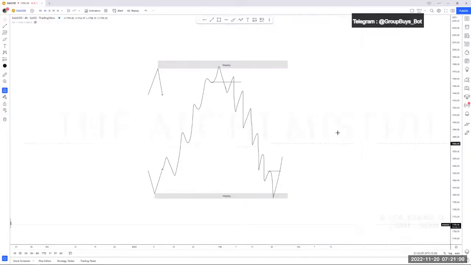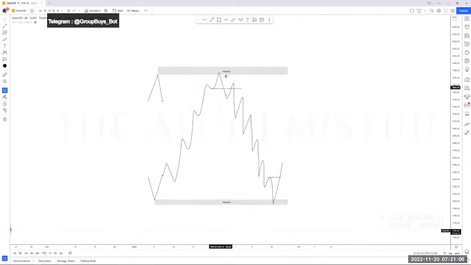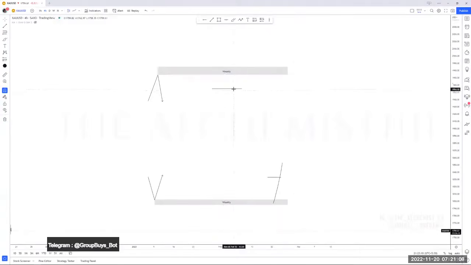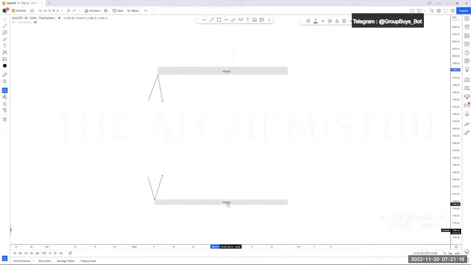I'll tell you how a storyline starts and how it ends. We'll have to go through the time frames for that. Same thing: if it starts on a weekly, it will end on a weekly. If it starts on a monthly, it will end on a monthly. If it starts on a daily, it will end on a daily.